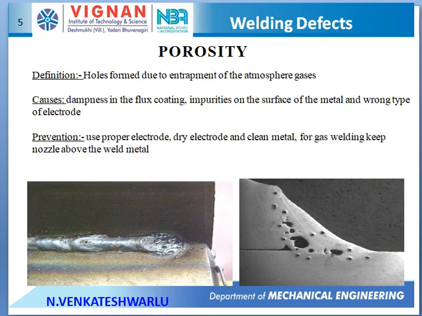Next is porosity. While performing welding, atmospheric gases are trapped inside the weld bead. So the defect is called the porosity defect, and this defect can be rectified by providing an inert gas environment, like tungsten inert gas welding and metal inert gas welding. The inert gas is provided and it protects the weld bead from the entry of atmospheric gases, so the porosity defect can be completely prevented.